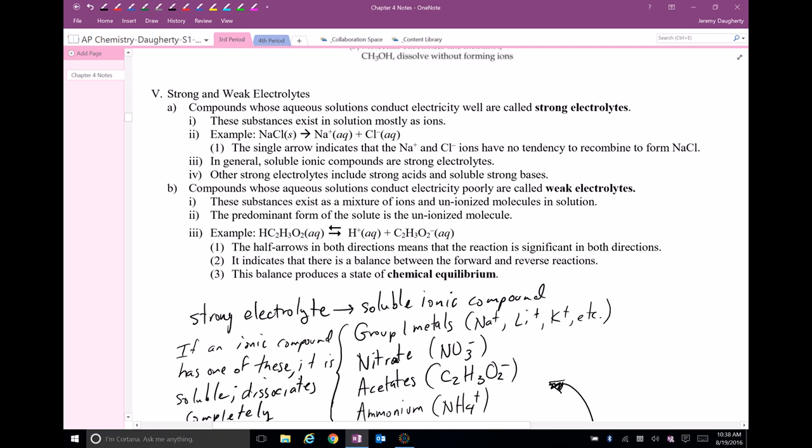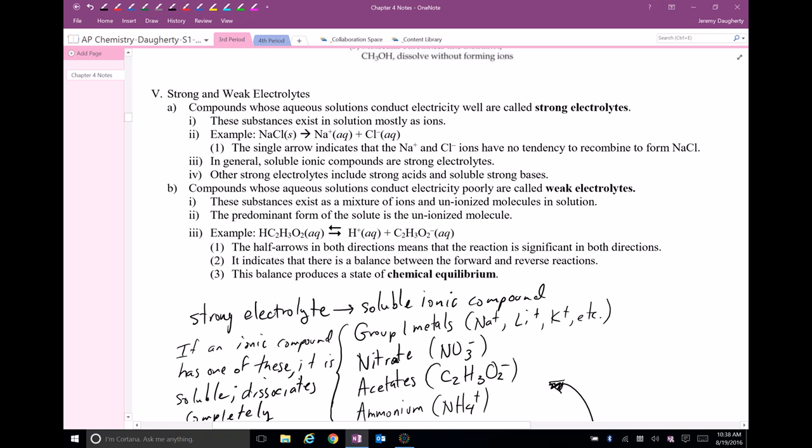And then we're going to have an equilibrium symbol. So instead of the one-way yield symbol, we're going to have the two-way yield symbol. What that means is we have some of the left and some of the right all the time. A little bit of the molecule is there. Remember, the molecule itself can't conduct electricity. Like sodium chloride, if sodium chloride stayed together, it wouldn't conduct electricity. But it doesn't stay together, it breaks apart. So the molecule itself does not conduct electricity. It's the ions that conduct electricity.